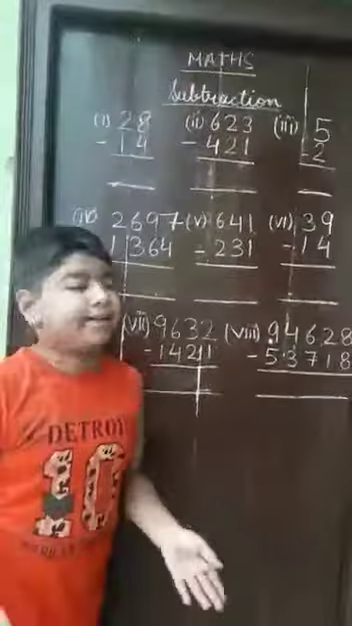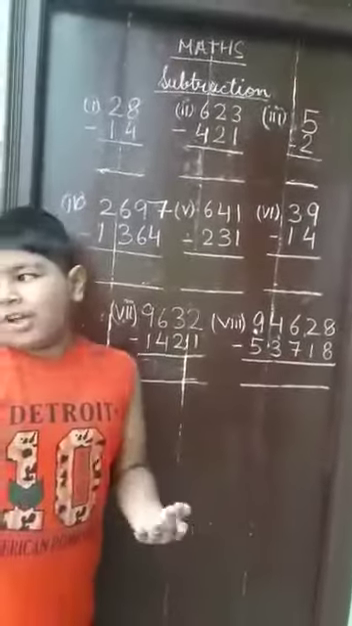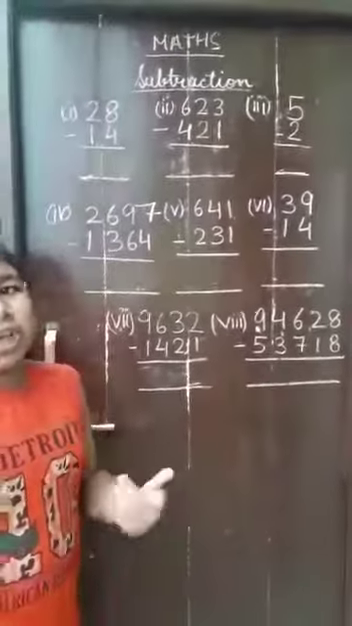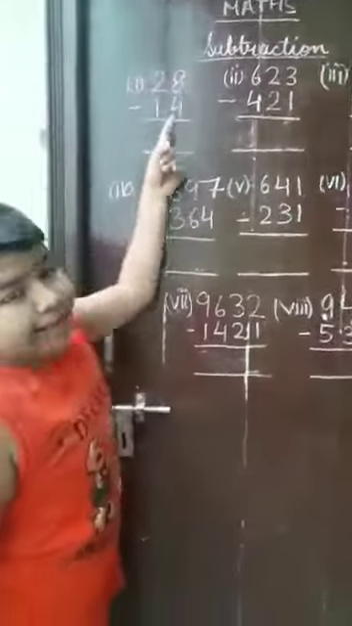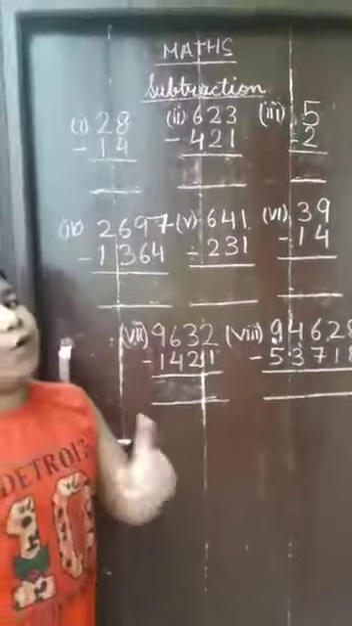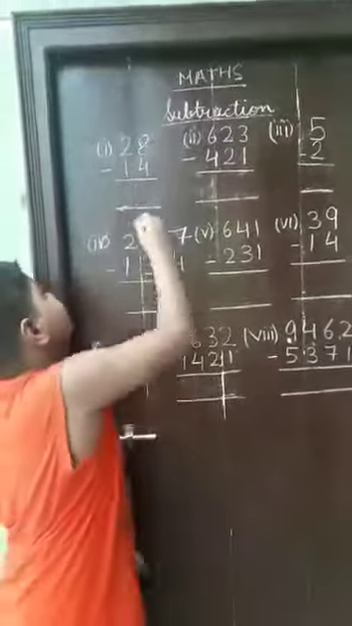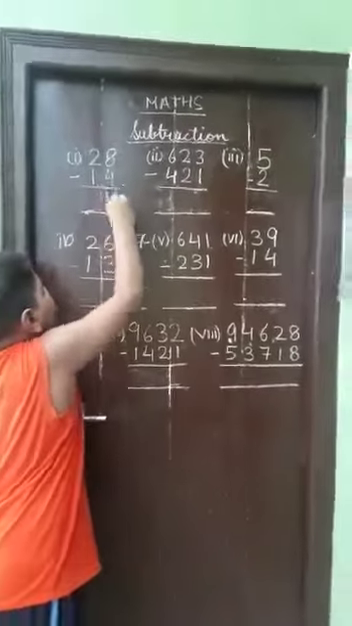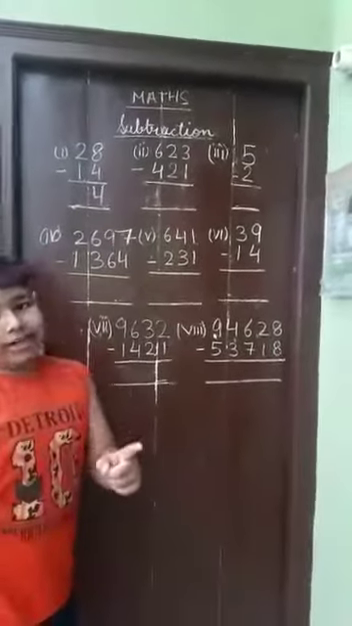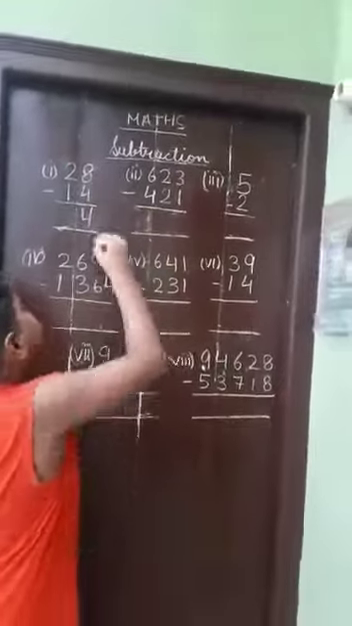Here are a few sums which we are going to solve today. Our first sum is 8 minus 4. 8 minus 4 is equal to 4. And 2 minus 1 is equal to 1.